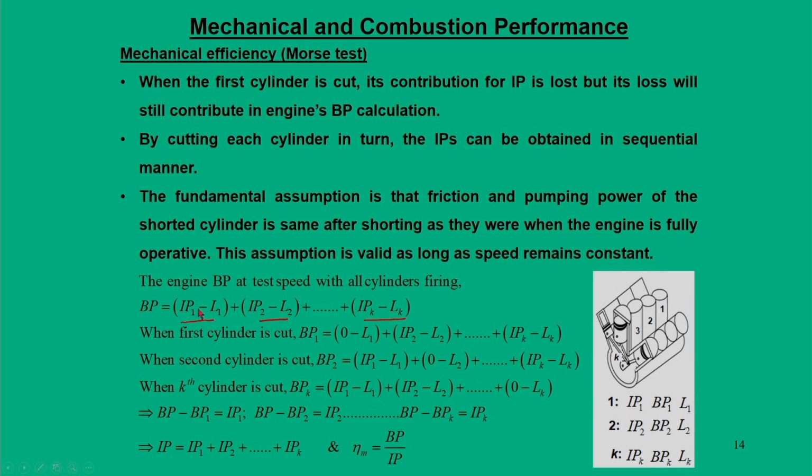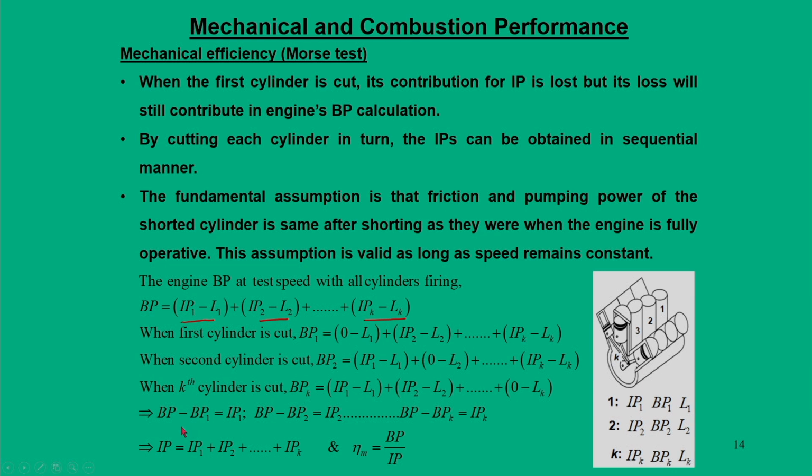From this, when the first cylinder gets cut off, we denote that as BP1 with all other cylinders running. When the first cylinder is cut off, its indicated power becomes 0. So, that same expression can be written in this manner with a 0 term for IP1. Similarly, when the second cylinder is cut off, the 0 term appears for IP2. Likewise, when the k-th cylinder is cut off, the 0 term appears for the last cylinder.